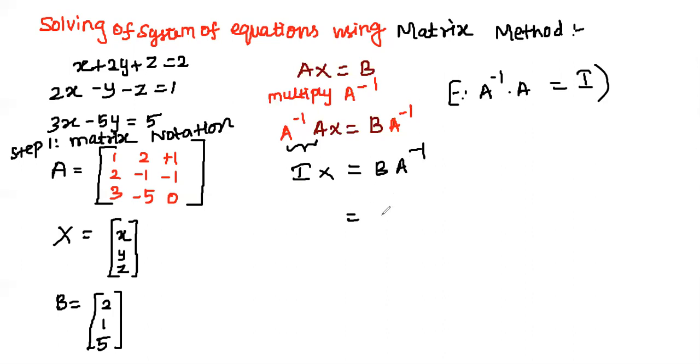I'm just writing B, A inverse as A inverse B, and I into X. If you multiply the identity matrix with any other matrix, you will get the same matrix again as the result. So multiplication of I and X will give you X only. So X is equal to A inverse of B.